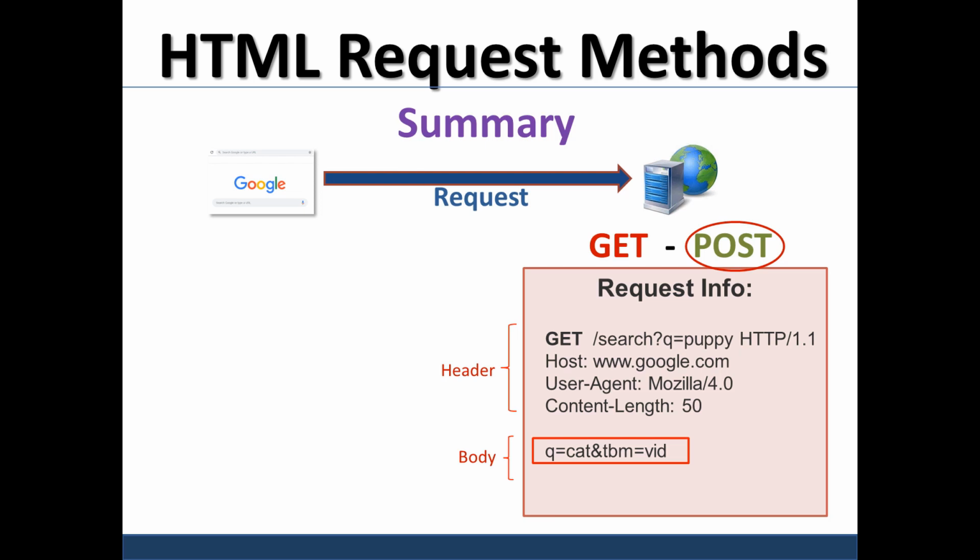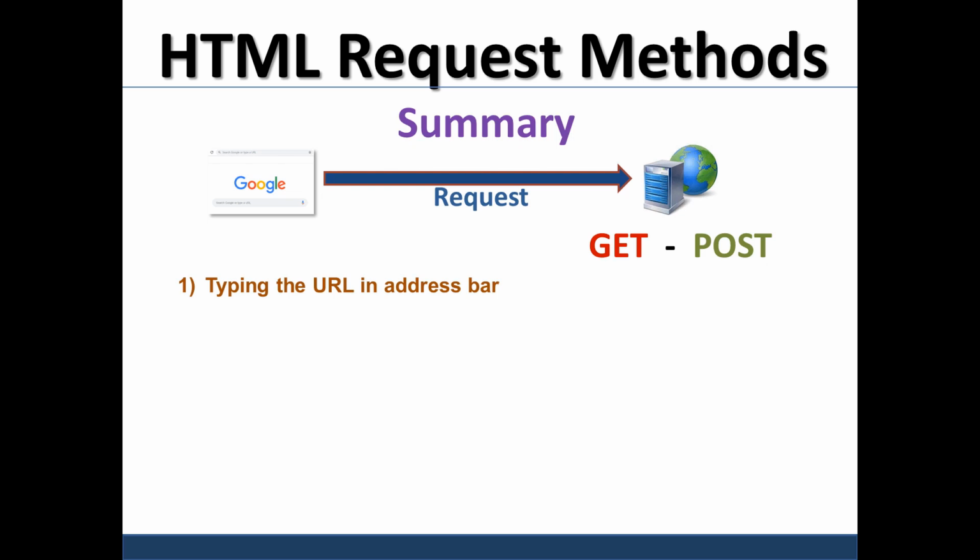The most common ways to make a request in a web browser are: first, by typing the URL in the address bar. This type of request will always use the GET method. The second way is using HTML forms. This type of request can use either the GET or the POST methods. The POST method should be used if the form includes sensitive or confidential information.